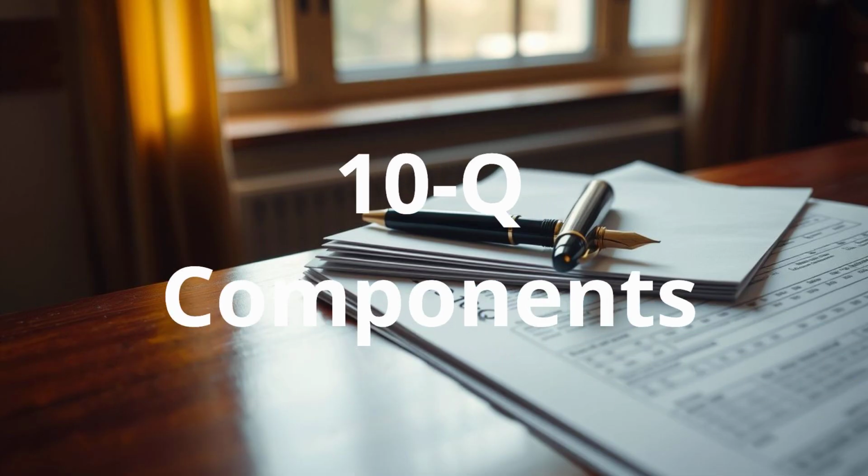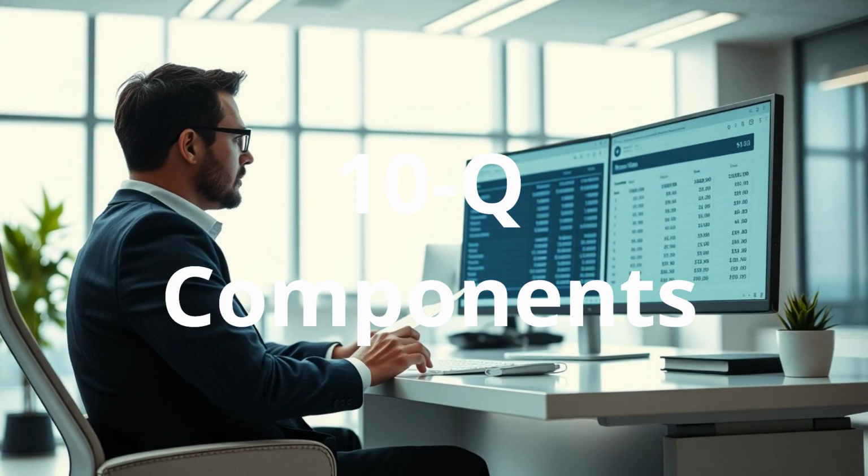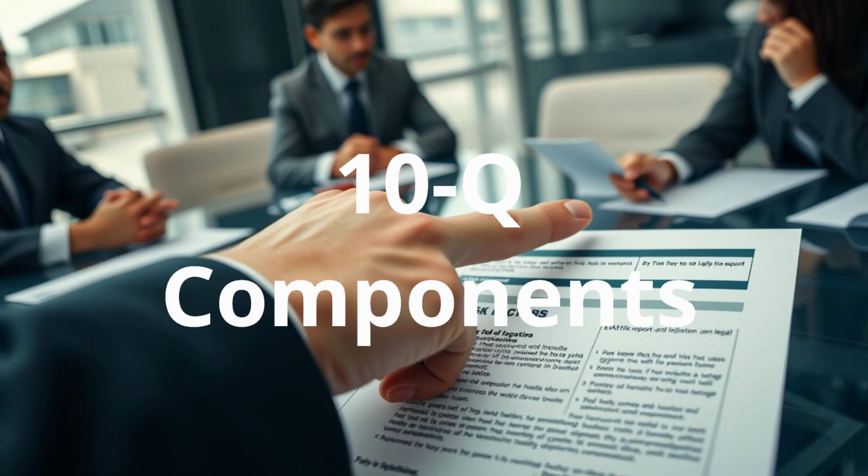Now, a 10Q usually includes several parts. There's the cover page, the income statement, the balance sheet, the cash flow statement, footnotes to the financial statements, management's discussion and analysis, also called the MD&A, and legal disclosures and risk factors. Let's go through each one step by step.